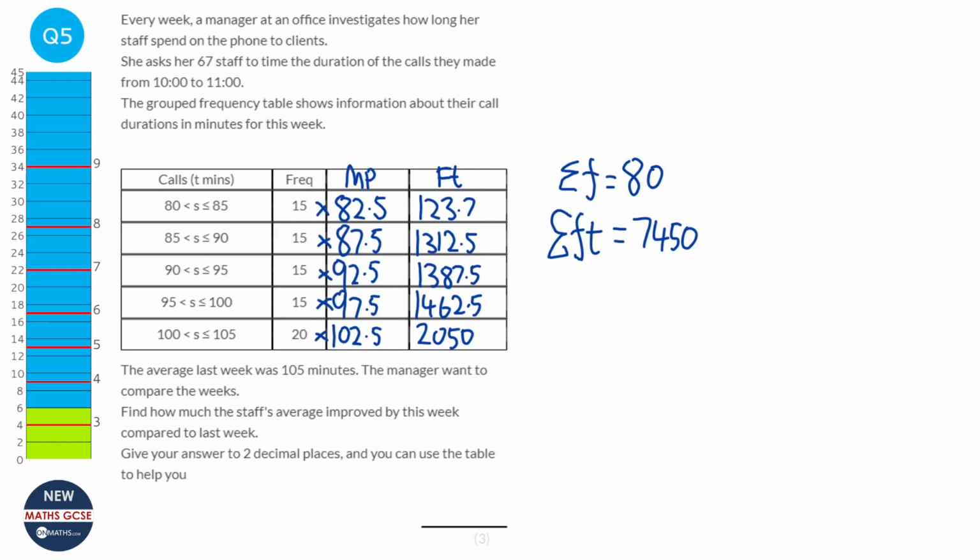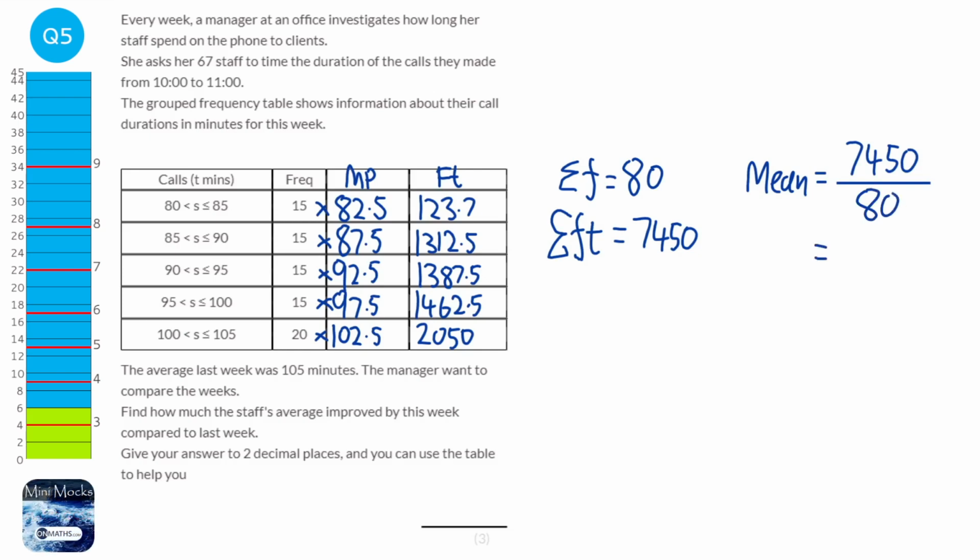So to find the mean, it's all of the numbers added together, which will be 7,450, over the amount of numbers we have, which is 80. So when you do that, we get 93.125. Now this question is about the improvement that the manager has made, or the call centre's made. So we're looking at subtracting the 93.125 away from the last week, which was 105. So we're looking for improvement.